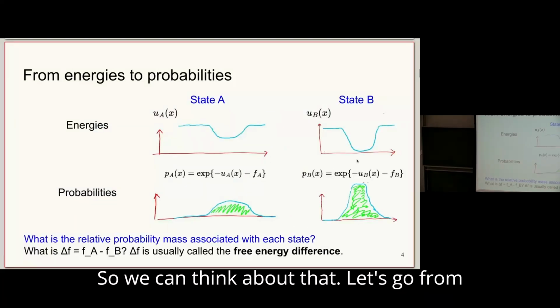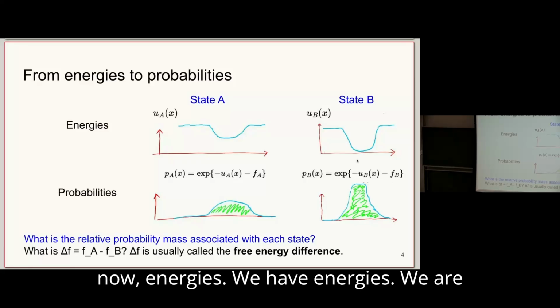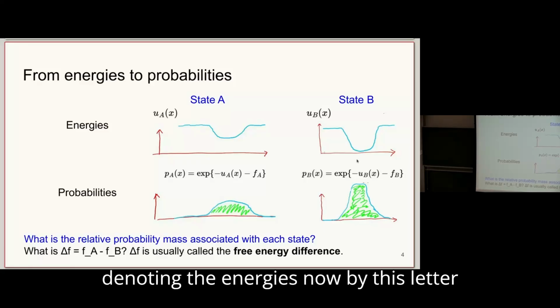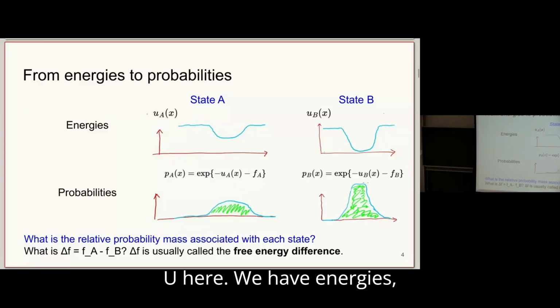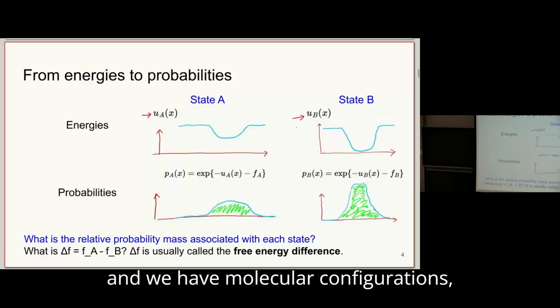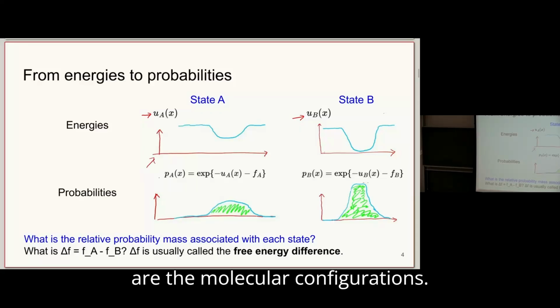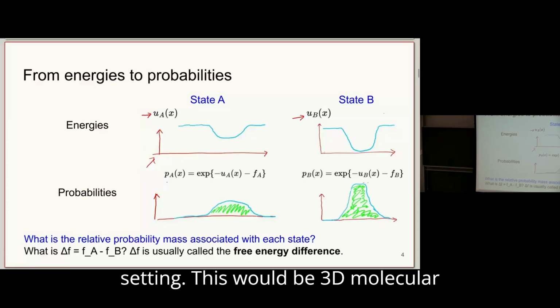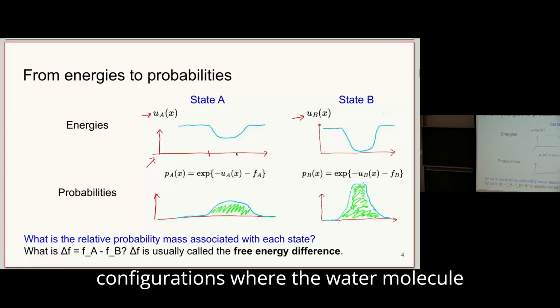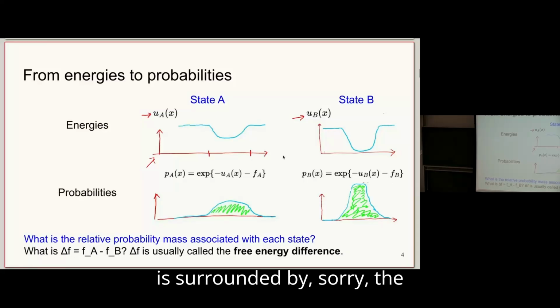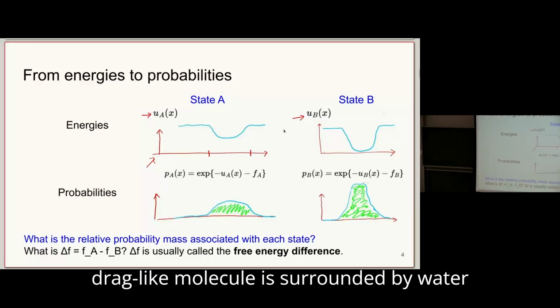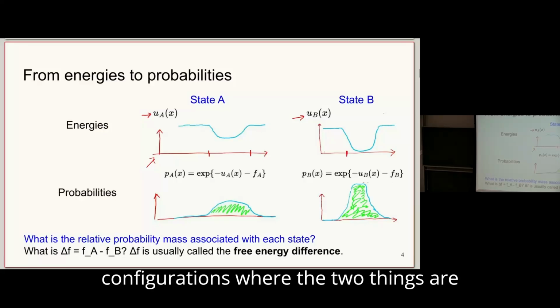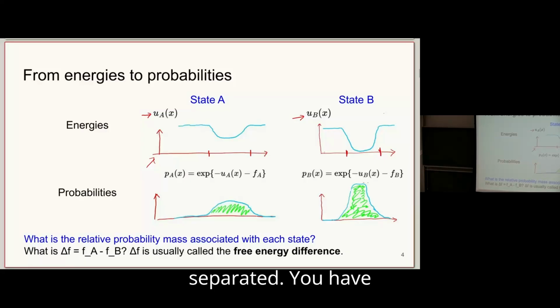So we can think about that. Let's go from now on with energies. We are denoting the energies now by this letter U here. We have energies, and we have molecular configurations, which could be this axis here. The x-axis are the molecular configurations. And we want to know what's going to happen in the real setting. This would be 3D molecular configurations where the drug-like molecule is surrounded by water molecules. And these are 3D configurations where the two things are separated, okay?